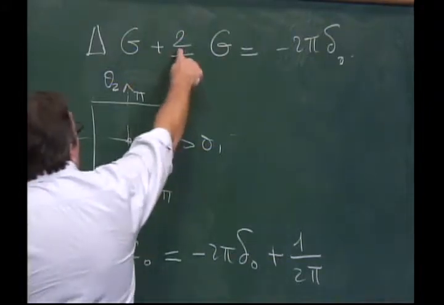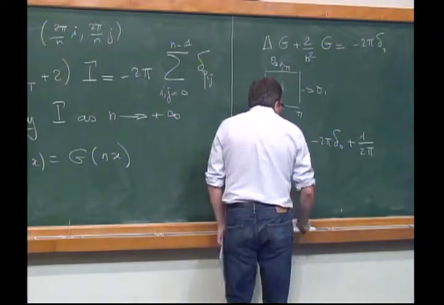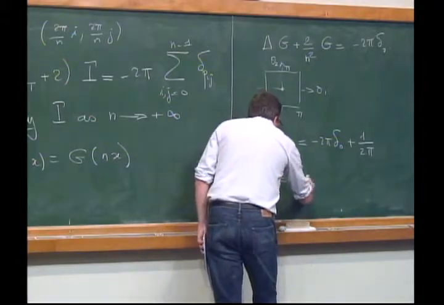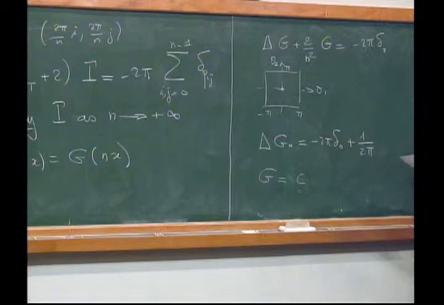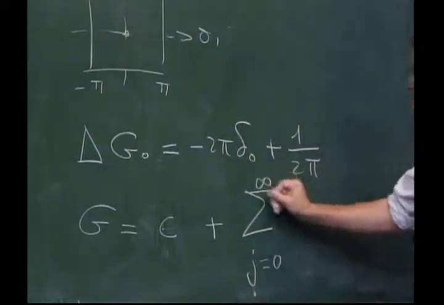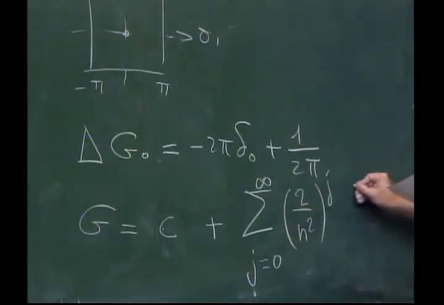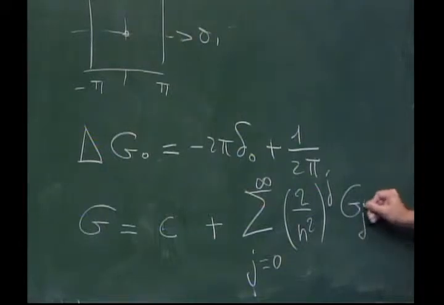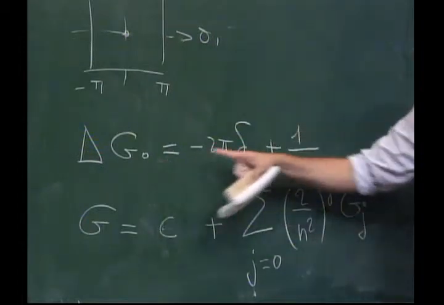And then, because of this 2 over n squared here, the idea is to look for g of the following form. Here you take a constant c. Let me call the constant kappa. Well, c will be better for a constant, but kappa can be a constant also. Plus the sum from j equals 0 to infinity of 2 over n squared to the power j times gj.